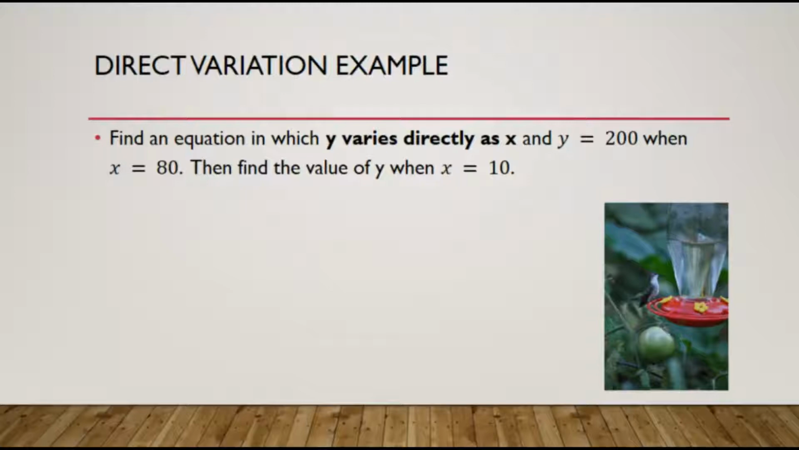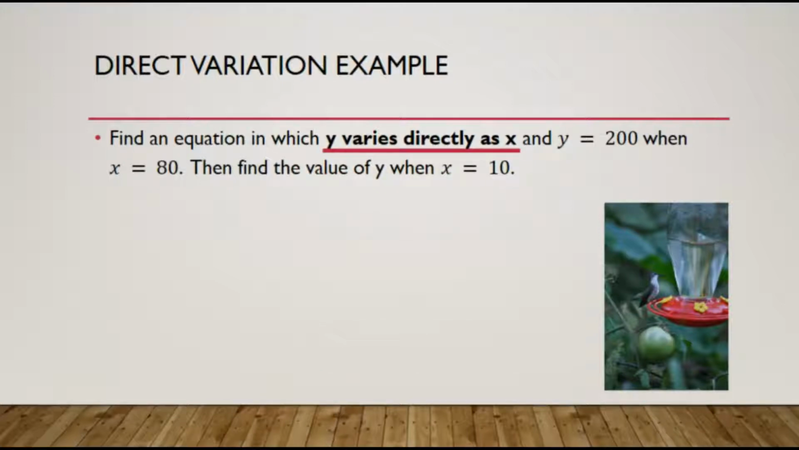Let's take a look at a direct variation example. Find an equation in which y varies directly as x and y equals 200 when x is 80. Then find the value of y when x equals 10. In this problem, they're telling us the relationship of y to x.